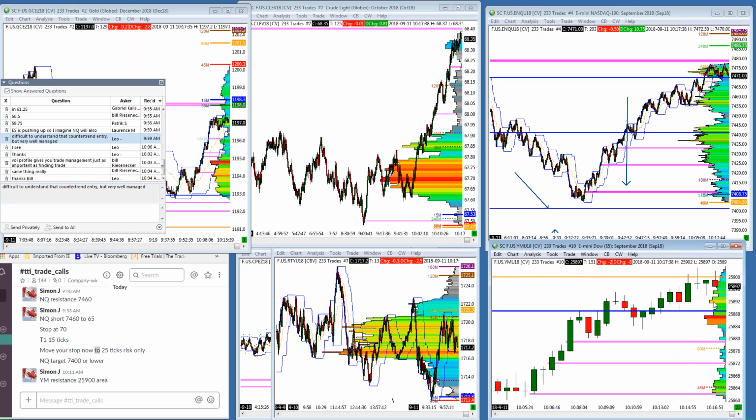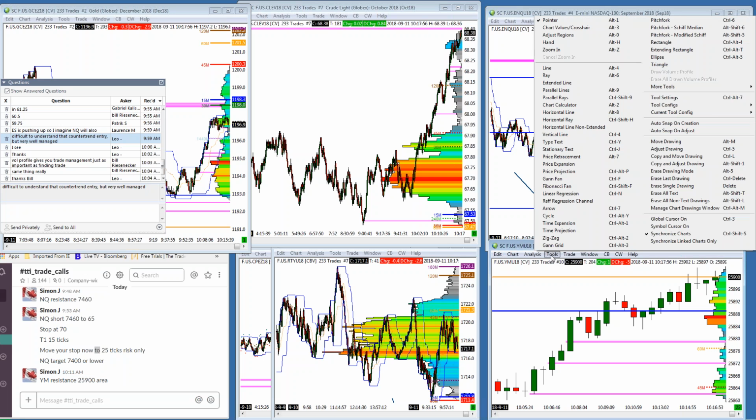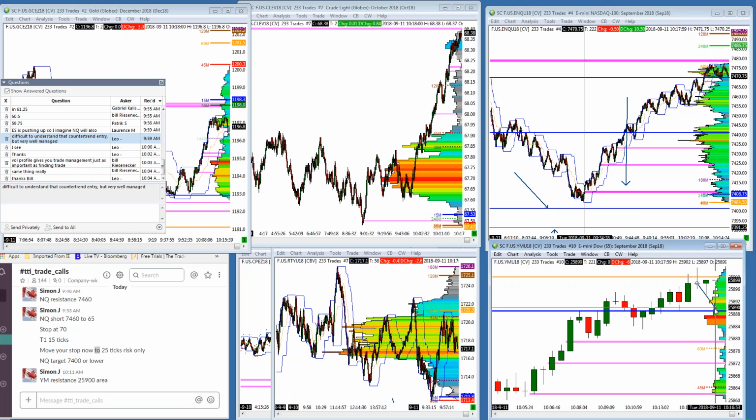92 is a good first target. If it doesn't go, folks, I'll just call an exit. Just be aware. Okay? 92, even 90 is good for first target. Okay? This area.